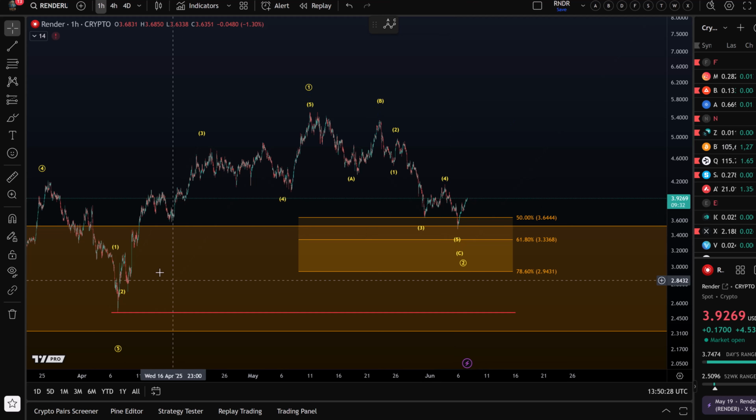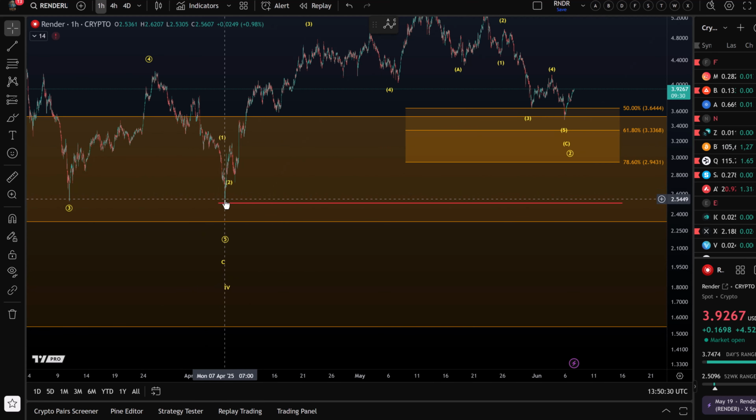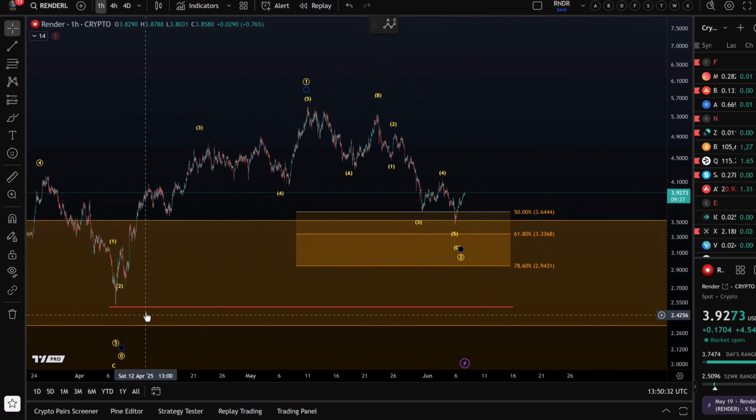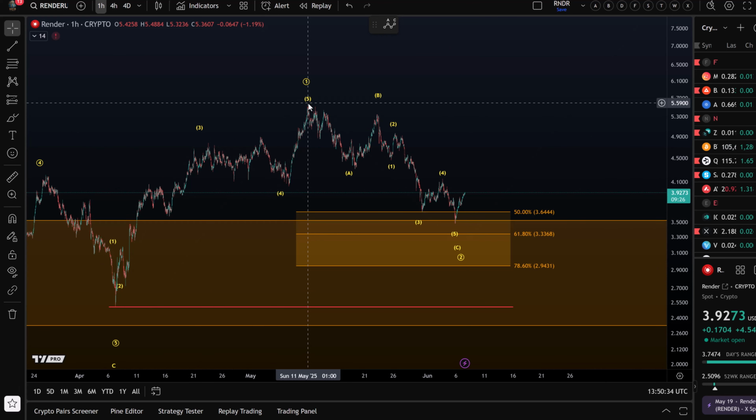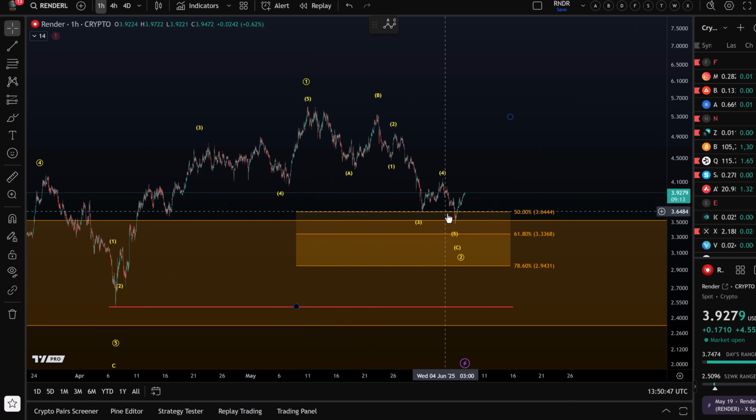From the potentially significant swing low that formed in April, we have a 5-wave move up, but I think we saw very similar patterns across the sector, so it's not necessarily a surprise that Render also formed that initial 5-wave advance. Now we have a 3-wave pullback that actually completed nicely as a 5-wave decline.